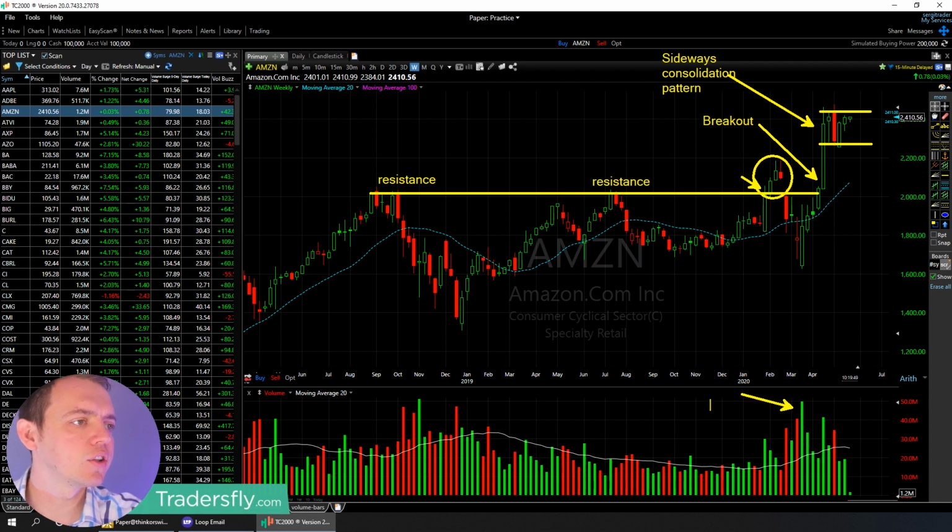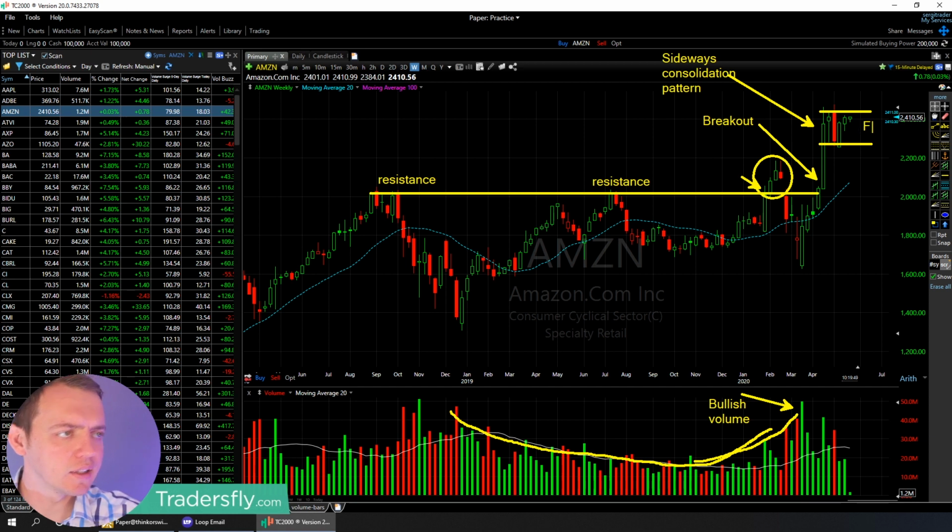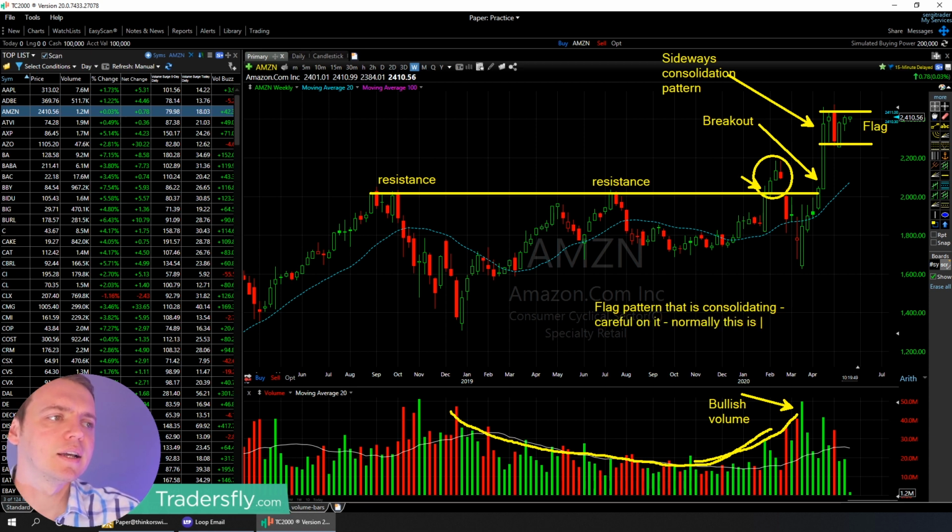This stock, the volume here, if you look at the bullish volume, it is fairly strong, and if you look at the overall trend of the volume, you've got this bowl-shaped pattern, which is typically a good, healthy sign for the stock. For me personally, if you look right here, this is like a little flag pattern that you want to be very careful about. When you have a flag pattern that is consolidating, be careful on it. Normally this is a setup for higher prices because it's a continuation pattern, right? The stock went higher, then it goes sideways, then it should continue to go higher.